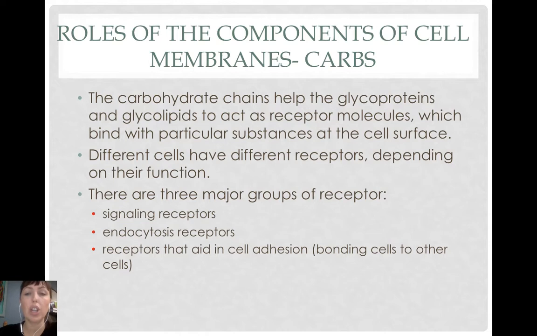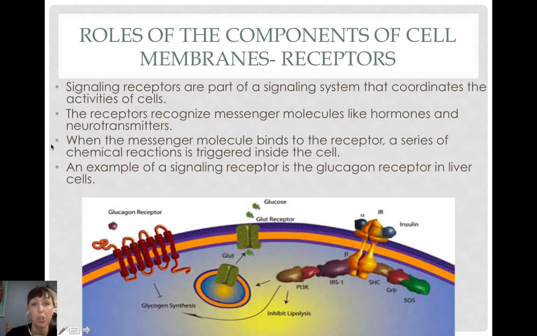Those chains allow the glycolipids to act as receptor molecules, which bind with particular substances. Different cells will have different receptors depending on the function of that cell. There are really three major groups of receptor: signaling receptors, endocytosis receptors, and receptors that aid in cell adhesion. Signaling receptors are part of a signaling system that coordinates the activities of the cell, and it's dependent on what activities each cell does.